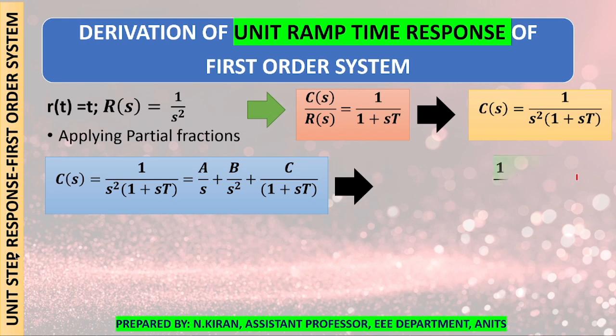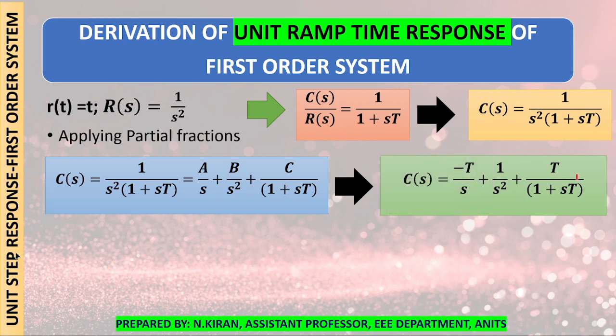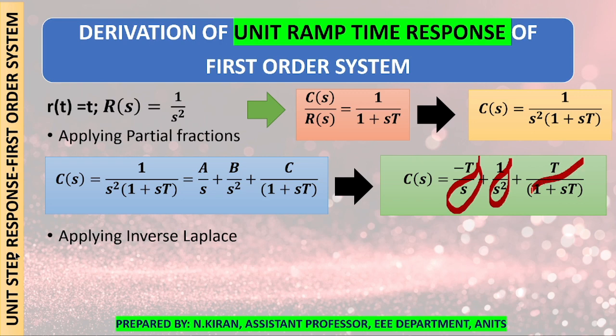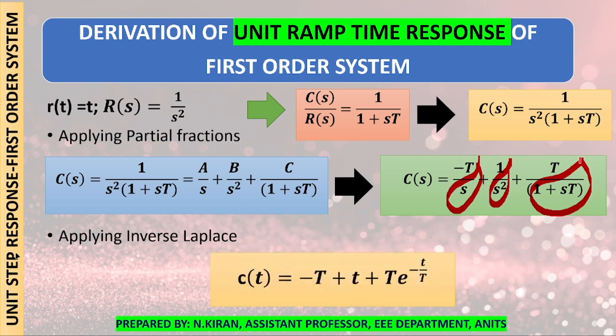That will give me the value of A as minus T, the value of B is 1 and the value of C as T. Now if I take inverse Laplace, we know that the inverse Laplace of 1/s is 1, the inverse Laplace of 1/s² is t, and the inverse Laplace of 1/(s+a) is e^(-at). So that will give me c(t) as minus T plus small t plus capital T into e^(-t/T).